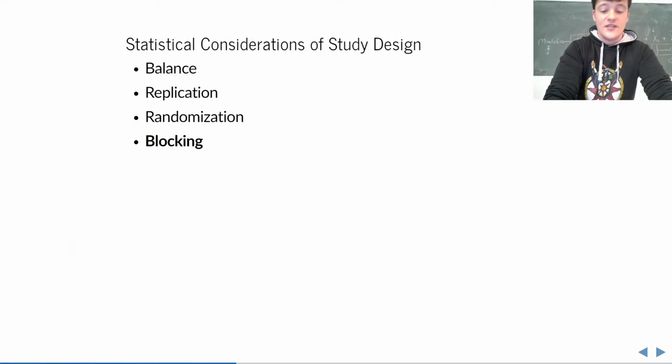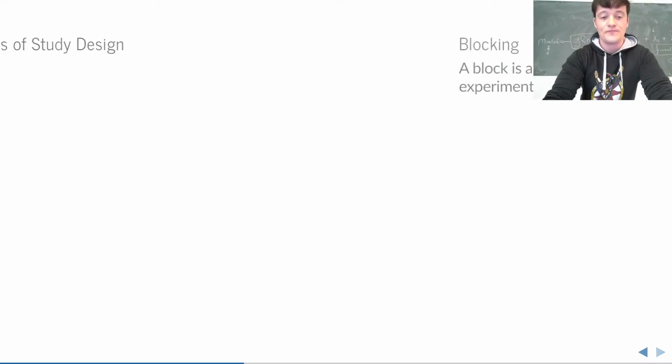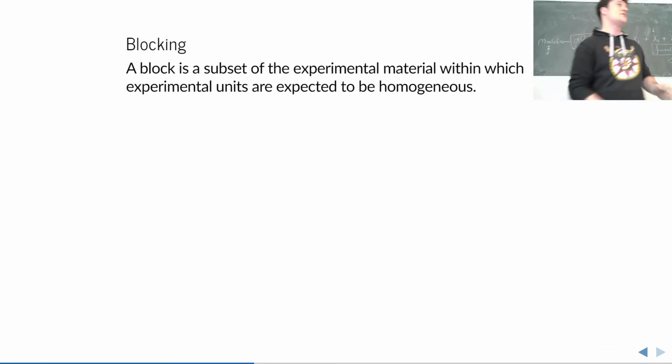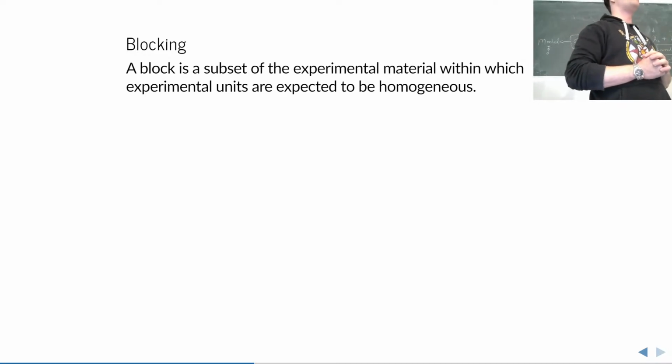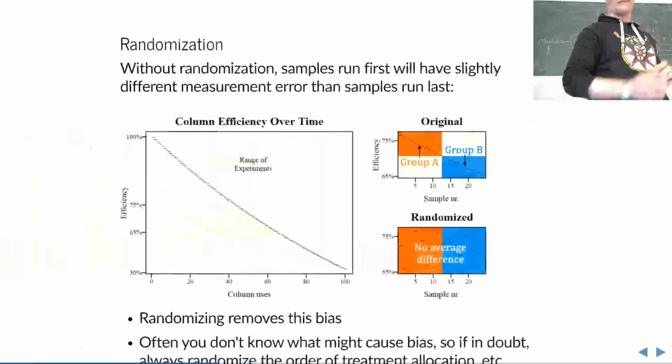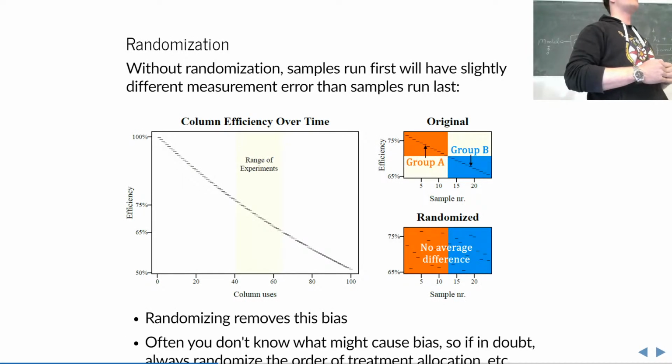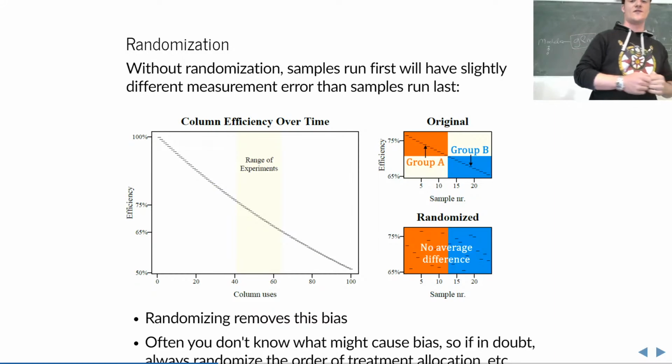Okay, now we get to the interesting part, which is blocking. A block is a subset. Oh yeah, sorry, about the randomization. How did you then randomize? I don't understand how you go from that line to randomize. What did you do? Okay, so that's very simple.